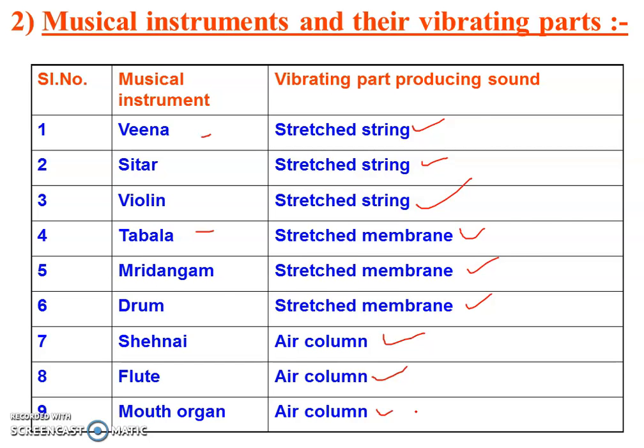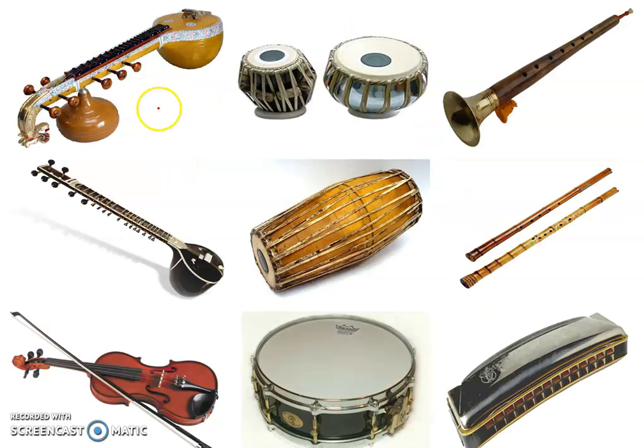Now, you can see in this slide, this is the veena, a stressed string is there. When we pluck this stressed string, we get sound. In the tabla, there is a stressed membrane. When we hit this membrane, we get the sound. Actually, the air inside this tabla vibrates and produces the sound.